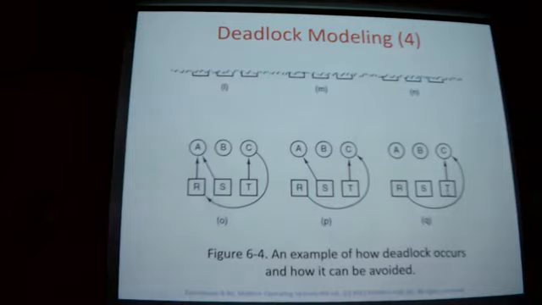Then we can allocate the resources to process B, and process B can get two resources, finish its task, and then release the resources. So there is no deadlock. There is no cycle. Yes, there is no deadlock.